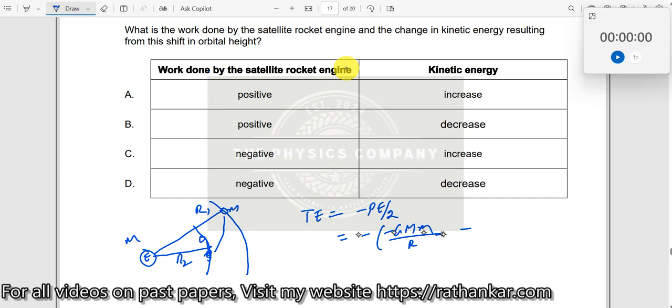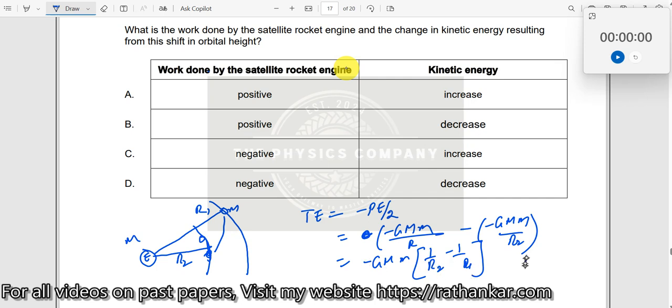minus GMm by R2. So this is what you get. So now this is negative here. So this is minus delta potential energy by 2. As a result of this, you get GMm divided by (1 by R2 minus 1 by R1). Okay, so therefore this will be the potential energy. This is negative here.